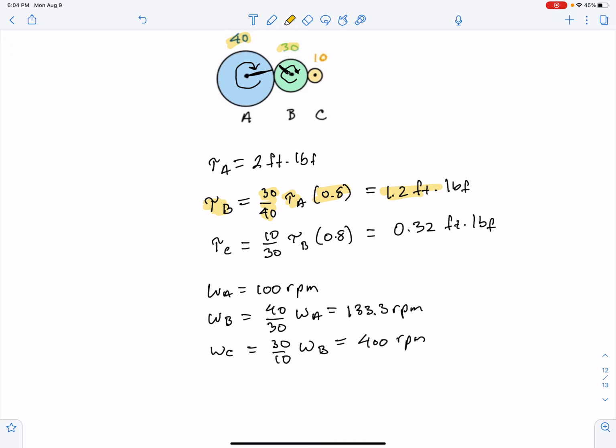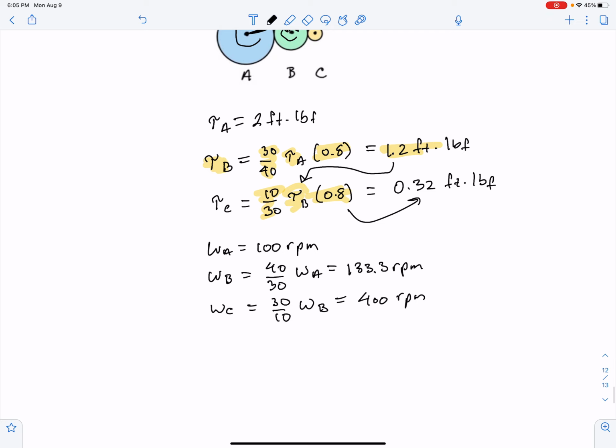All right, doing the same thing at C. Again, we're going from a bigger gear to a smaller gear, so we have a reduction in torque and increase in speed. Okay, so I plug in tau B, which is known. That goes in here. We take care of the efficiency, 0.8, and we end up with this for the torque at shaft C. Okay, so we're reducing the torque. All right, what we're picking up though is speed.